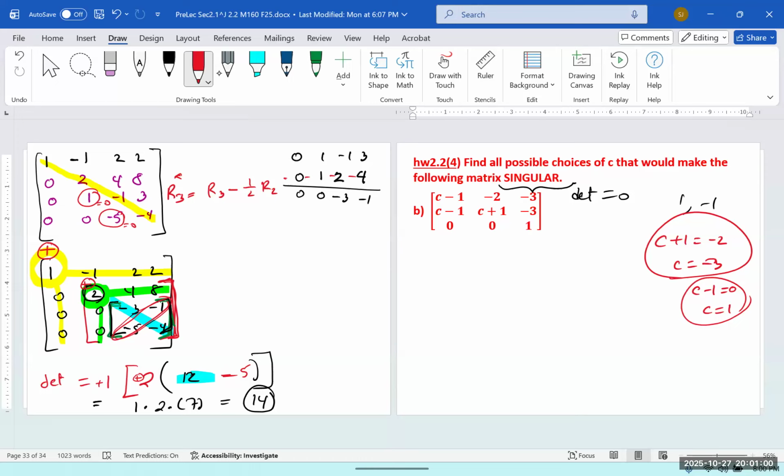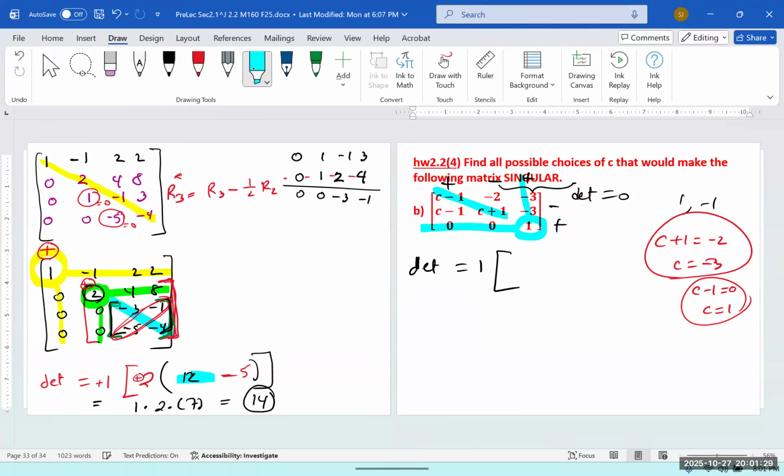But if you don't want to use inspection that way, you can use inspection the normal way. This column has 2 zeros, so we can expand about this number. That means we're not going to use this, we're not going to use that. So the position signs are plus, minus, plus, minus, plus. So 1, so the determinant is 1 times.